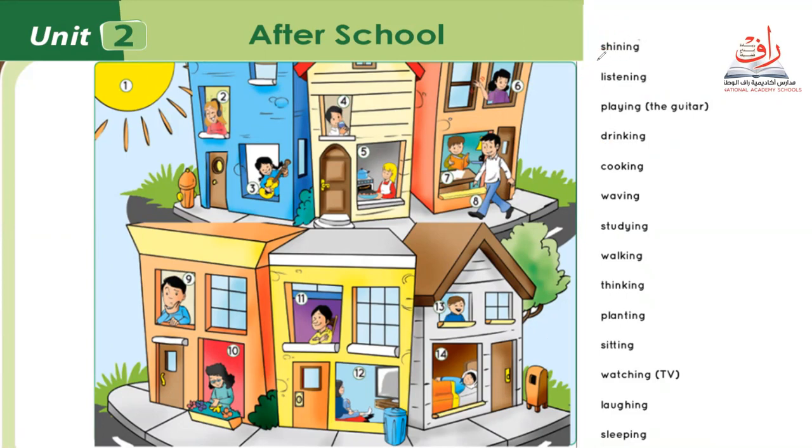Let's make a line only. It's going to be better. Yes, like this. Number two. What is number two? Listening, all together, listening. I'm going to ask Diala. Hi, Diala, how are you? Can you please read it again? Listening. Excellent. Number three. Farah, hi. Can you please read it again? Playing the guitar. This is number three. Good job.